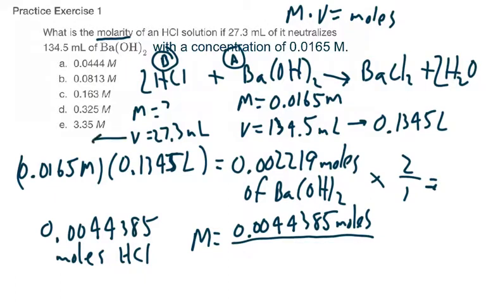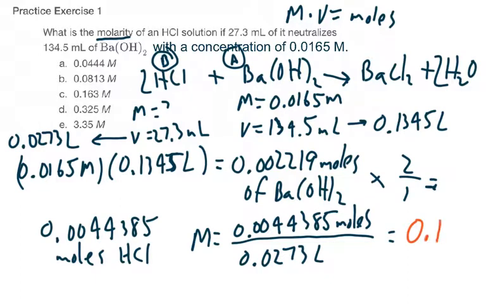So we've got to convert this volume also into liters. That'll be 0.0273 liters. Just divide by 1,000 to go from milliliters to liters. And when we divide by 0.0273 liters, we're going to get our answer. I'm going to use 3 significant figures, since all our numbers have 3. And we end up getting 0.163 molar as our answer. And if you look at choice C, there is our answer in this multiple choice problem. Okay? Now we've got one more.